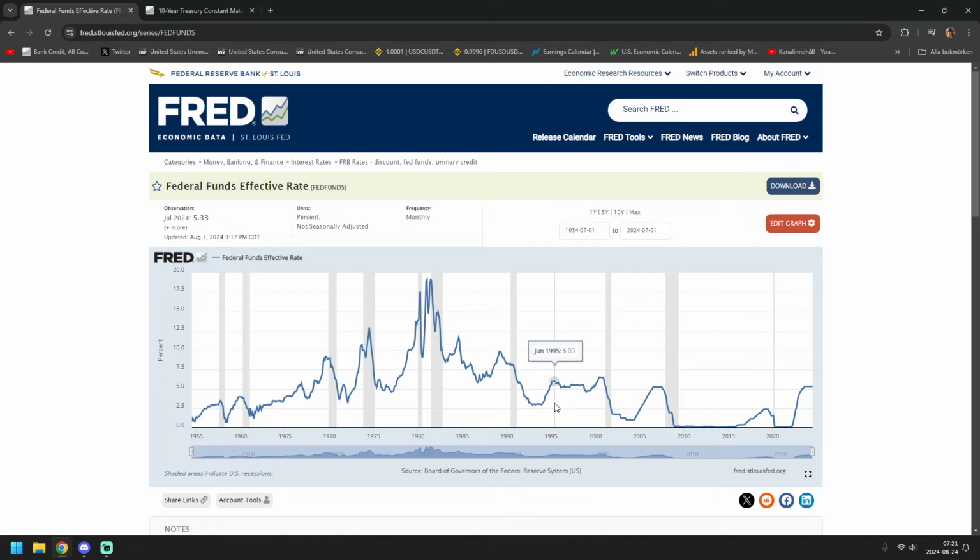And I'm talking about the mid 1990s. There's no gray zone here. And again, a shaded area would indicate US recessions. And same thing in the mid 1980s.